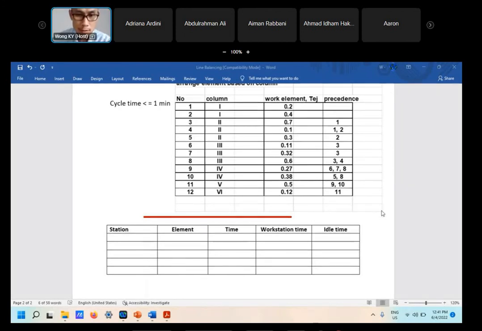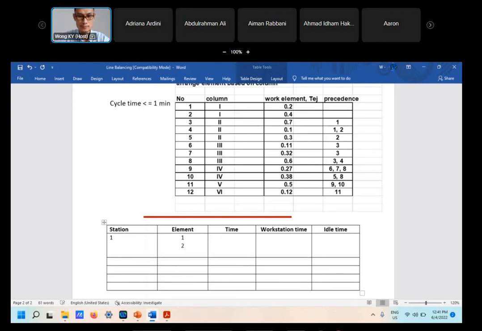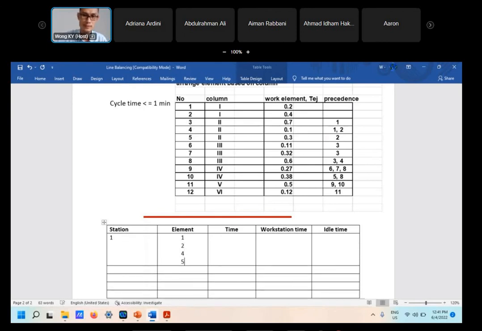Okay, I think maybe we can start the discussion to save time. Can anyone start? If nobody starts, I will call names. Workstation 1, what is the first element that we can assign? One, two, four, and five. Yes, okay, that's very fast. One, two, four, five.